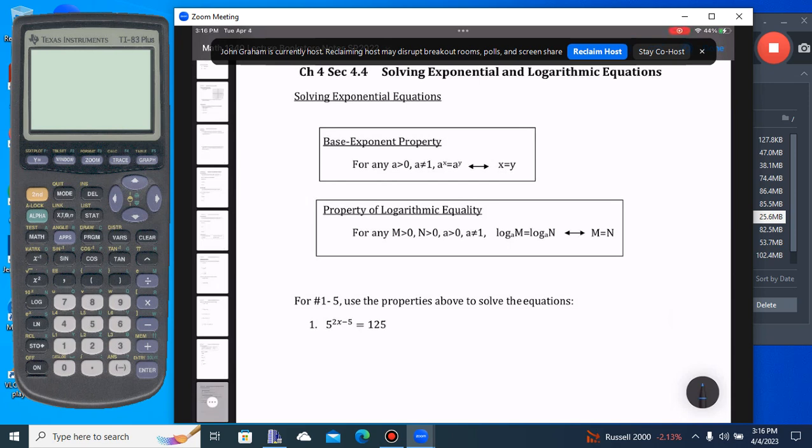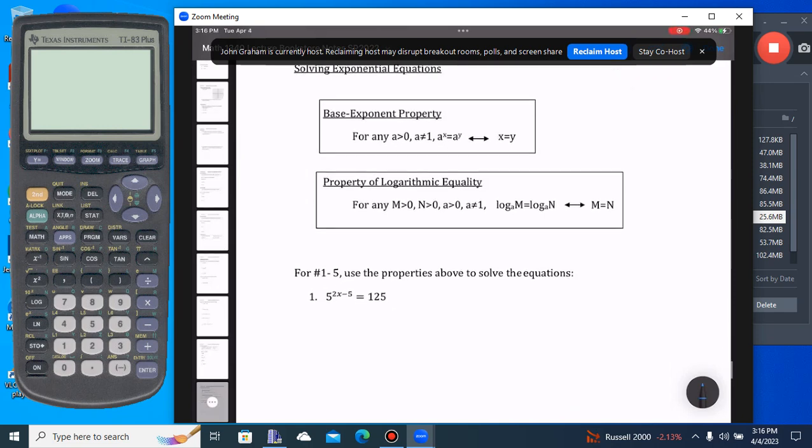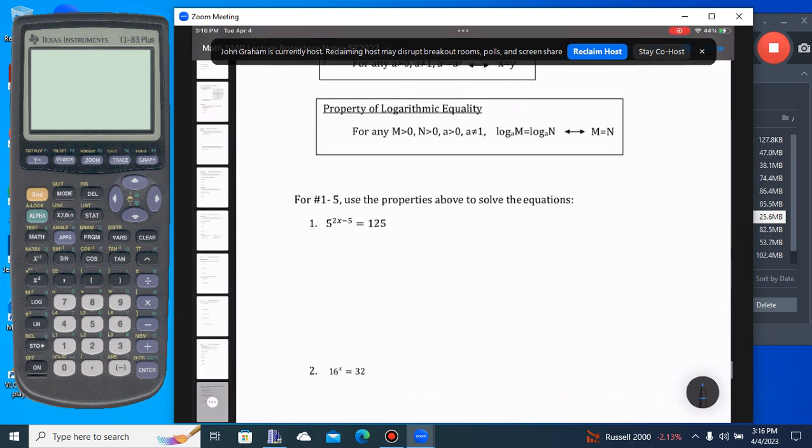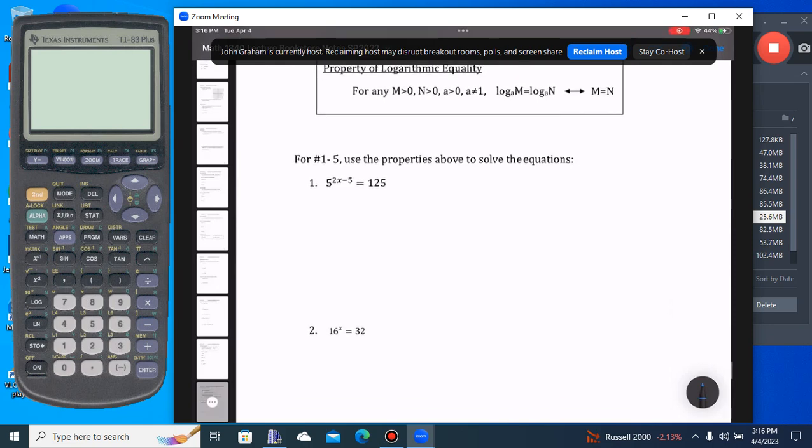And the same thing with logs. If you have the same base, you can't take the log of two different numbers and get the same number unless the two numbers are equal. It almost seems fundamental in a way, as simple as 4 equals 4, even if 4 is written in a different form. But we can use those two facts to solve a lot of these.